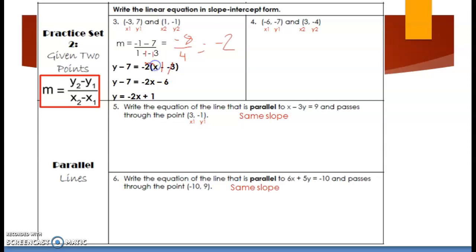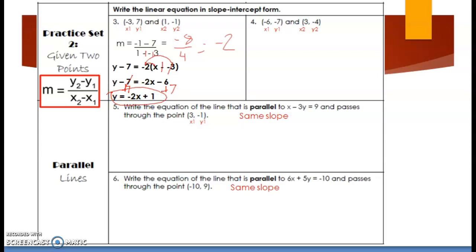When we distribute negative 2 to both things, we get negative 2x. Negative 2 times positive 3 is negative 6. And last step, add 7 to both sides to get y by itself. So y equals negative 2x plus 1. Final answer.